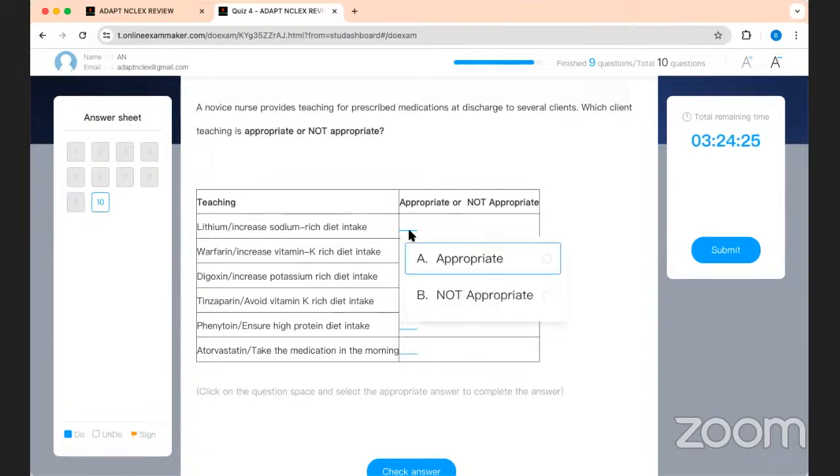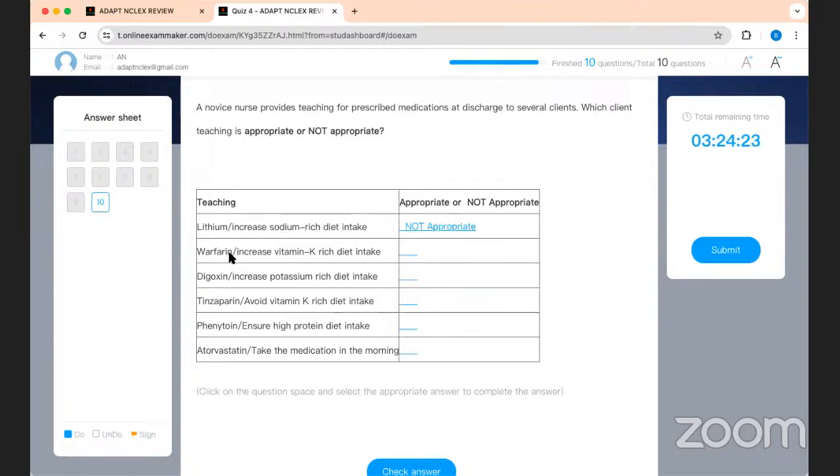Therefore, this one is not appropriate. Warfarin, consistent amount of vitamin K diet. You should not go up, you should not go down, you should be stable. Therefore, this is not appropriate. Digoxin, you should avoid hypokalemia, but that does not mean you should increase your potassium. Once again, avoid hypokalemia. It does not mean you should increase your potassium. Just make it normal. So not appropriate.